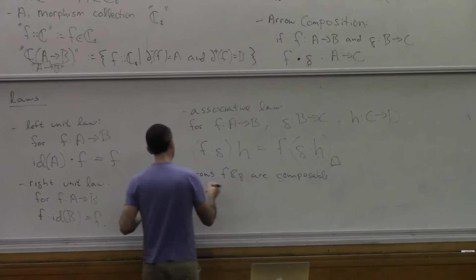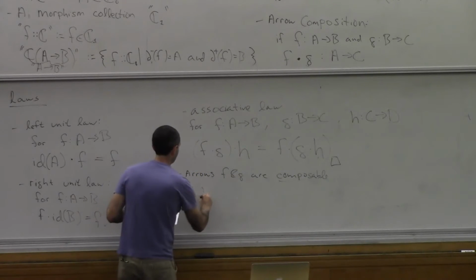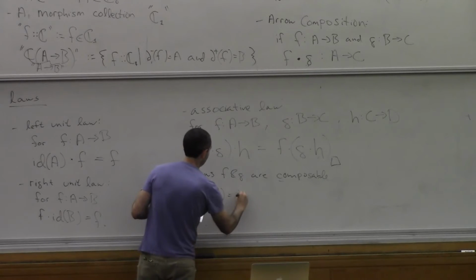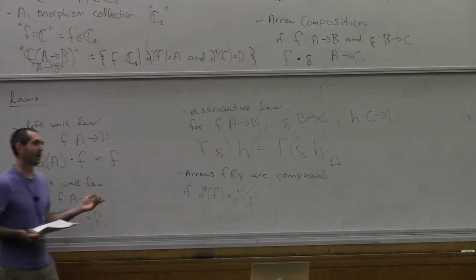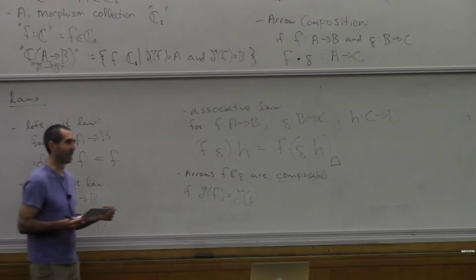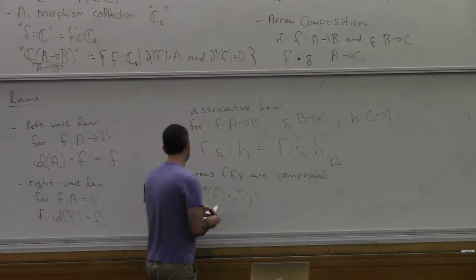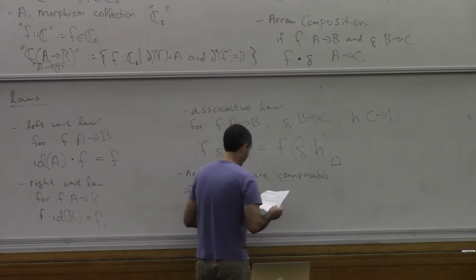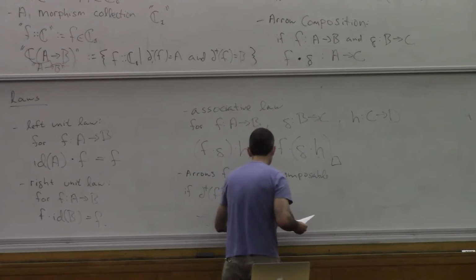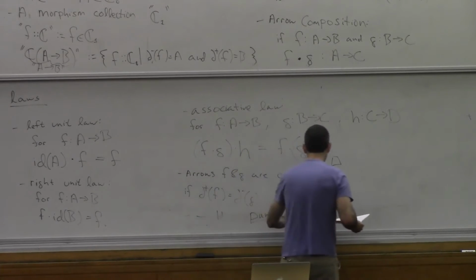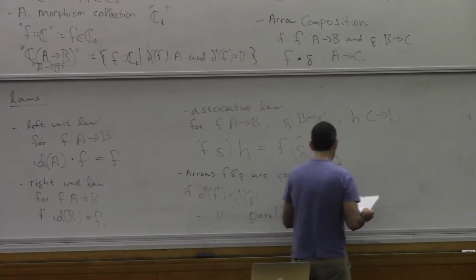That's a term, if the codomain of F is the domain of G. So that just saves me the trouble of having to name that object at which they meet. Similarly, we'll say that they are parallel if they have the same boundary.